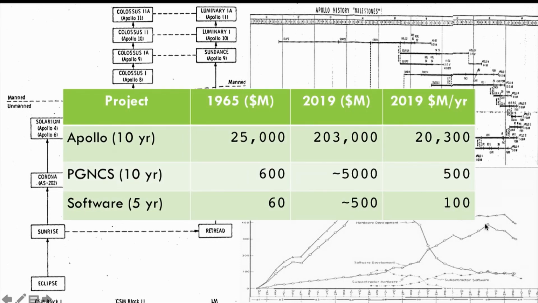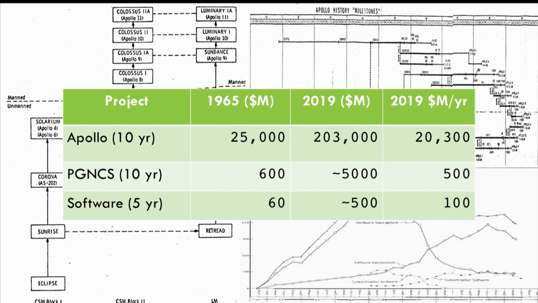So the whole Apollo program in money was about $25 billion in 1965. Over a 10-year period, in 2019 dollars, that represents about $20 billion per year. Just the whole guidance system, so literally all that hardware that you see, the computer itself, the whole guidance system was $600 million in 65. Again, 10 years to develop that, so that's about $500 million a year in 2019 dollars.